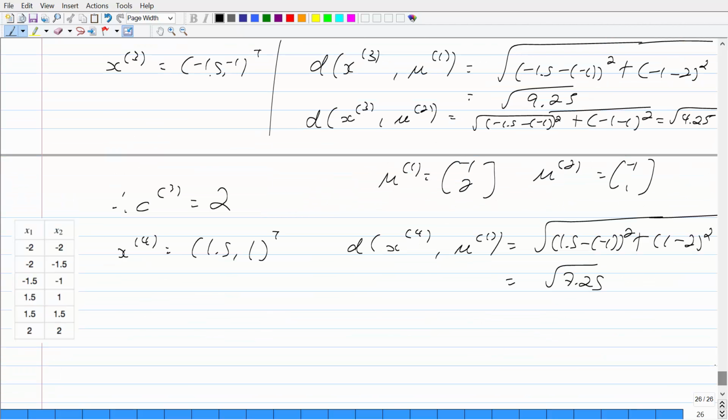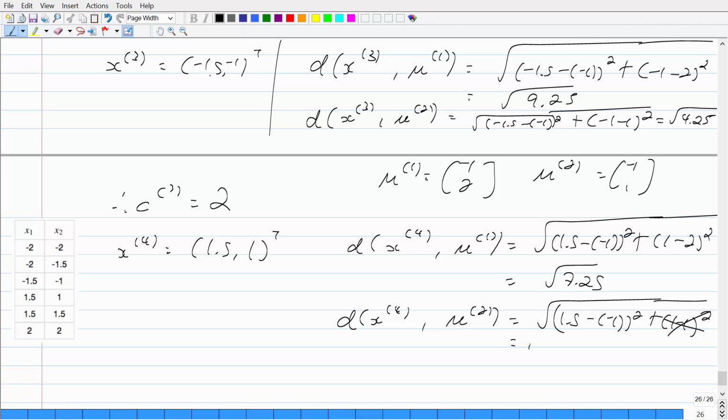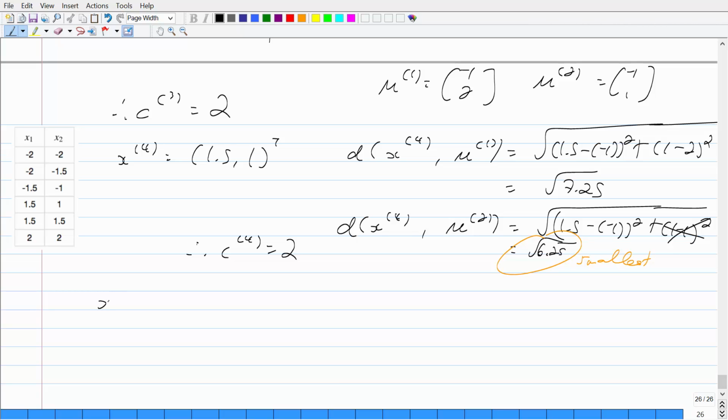Okay, so let's do the next one. When you do this, you get 1.5 minus -1 squared, and then plus 1 minus 1, so that obviously goes away. We're left with this one, which is equal to the square root of 6.25. So obviously this one is smaller, so this is the smallest one here. What that means is that the fourth example gets assigned to cluster 2. So the membership for that is 2. All right, let's do the next one.